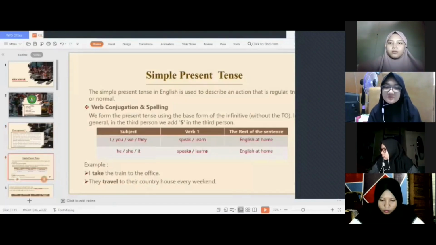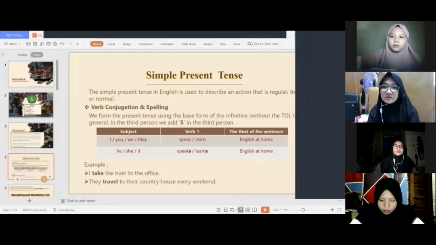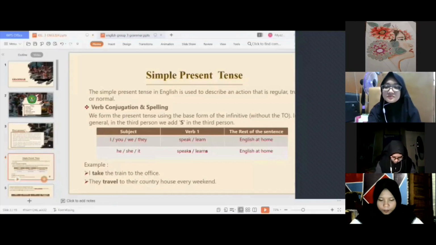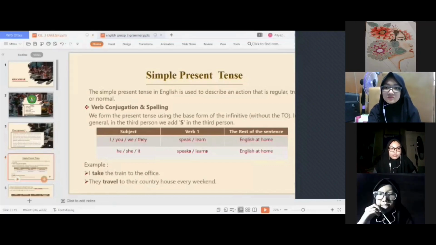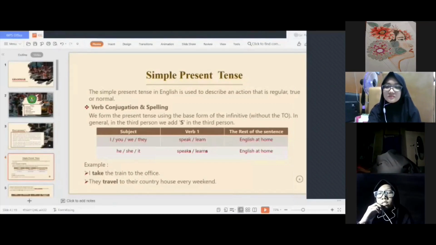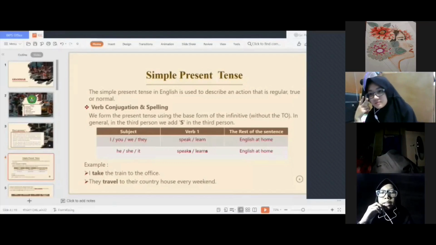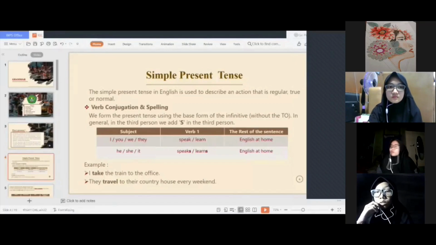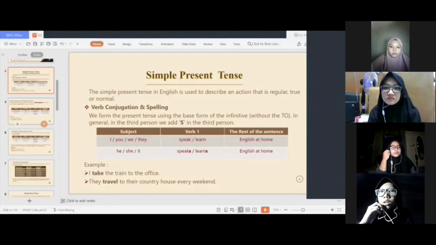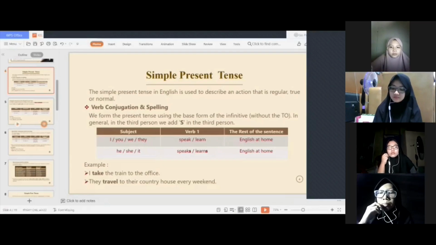And now we have simple present tense. My friend Nunuk Mulyani will explain to us about what it is. Okay, simple present tense. The simple present tense in English is used to describe an action that is regular, true, or normal. Verb conjugation and spelling. We form the present tense using the base form of the infinitive without the to. In general, in the third person, we add s on the end of the verb. So the formula is subject plus verb 1 plus the rest of the sentence.